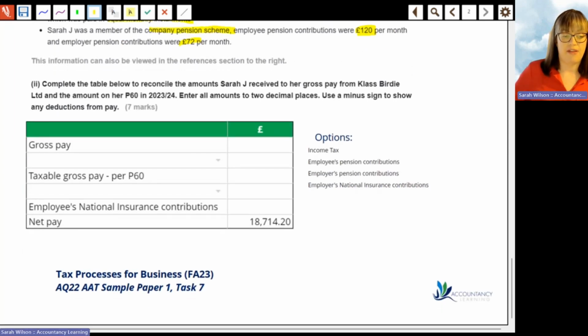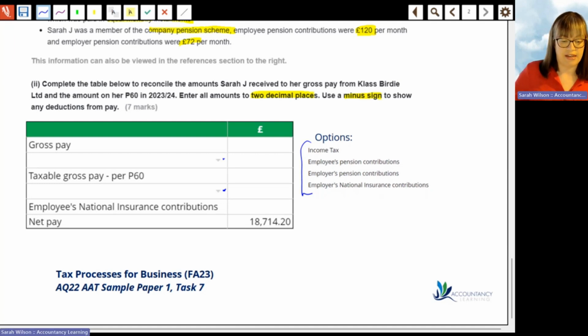We've then got a little table here that we now need to complete. So we've got to complete the table below to reconcile the amounts that Sarah J received to her gross pay from Class Birdie Limited and the amount on her P60 in 2023-24. We need to enter all amounts to 2 decimal places, use a minus sign to show any deductions from the pay. And then in the exam, you've got little drop-down boxes here, and these are your options to choose from.